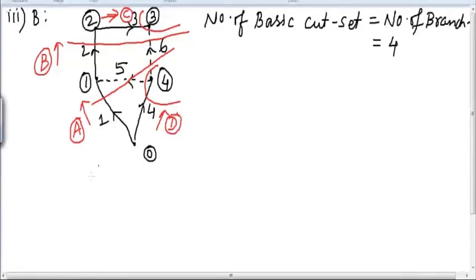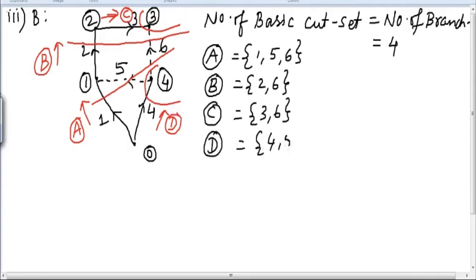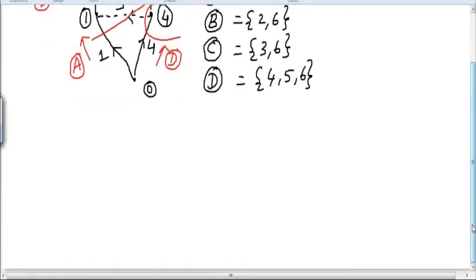So what will be the entry of A? Let us write first. The entry of A will be 1, 5, 6. Entry of B will be 2, 6. Entry of C will be 3, 6. And entry of D will be 4, 5, 6. So this will help you to cross check whether all the entries are filled properly or not.